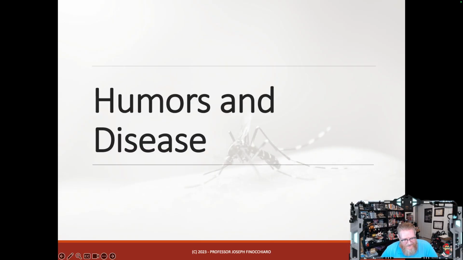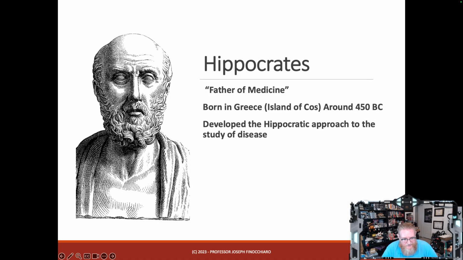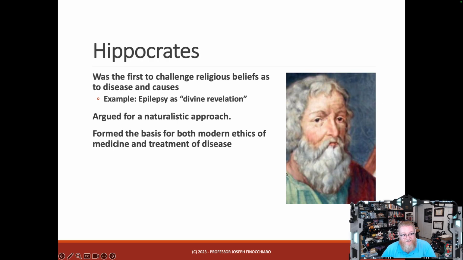So first up, we have humors and disease, the precursor of modern medicine. We have Hippocrates, who was considered the father of medicine. He was born on the island of Kos, in the nation of Greece, around 450 BC, and he developed the Hippocratic approach to the study of disease. He was the first to challenge religious beliefs as to diseases and causes. For example, epilepsy was seen as a form of divine revelation. He argued for a naturalistic approach, and he formed the basis for both modern ethics of medicine and treatment of disease.